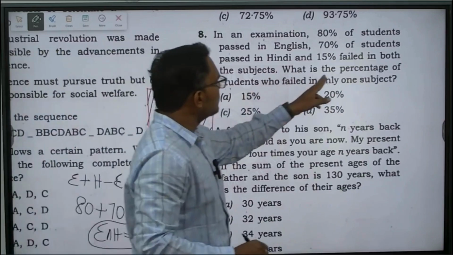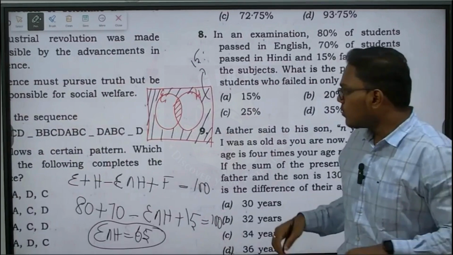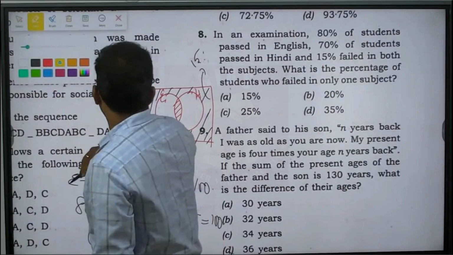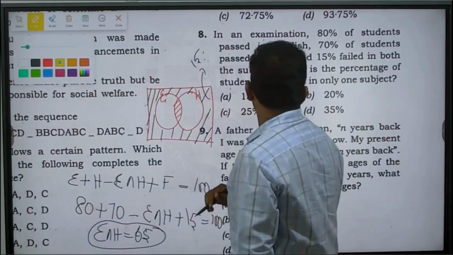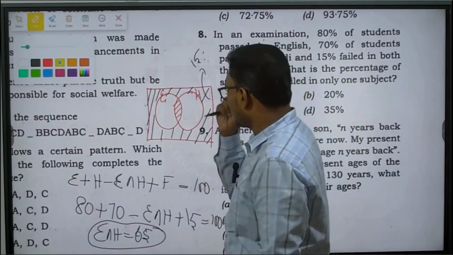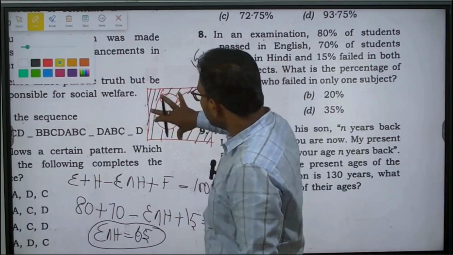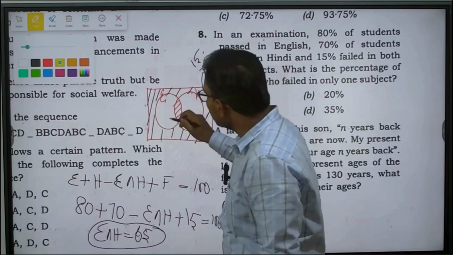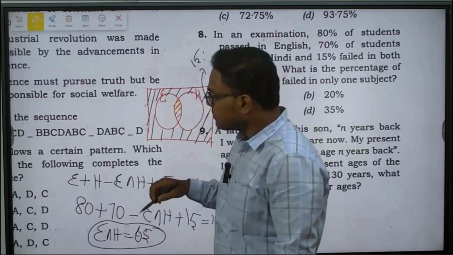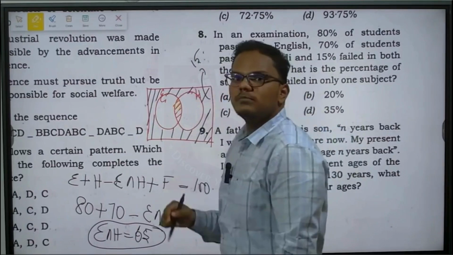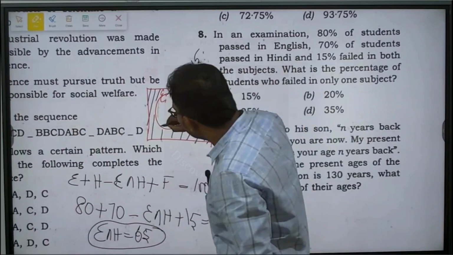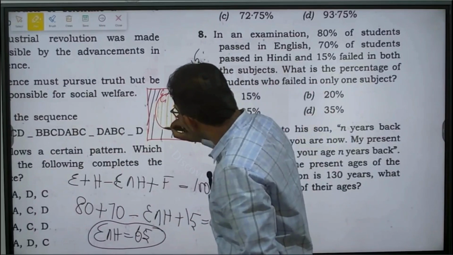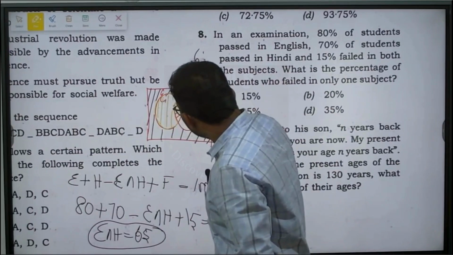Okay, what percentage of students failed in only one subject? Now the question that is asked is, see this part. This is people who have passed English. This is people who have passed Hindi, and this is people who have passed both. Which means, how many would have failed only in one subject? It is this portion alone, excluding this. So it is this portion and this portion.